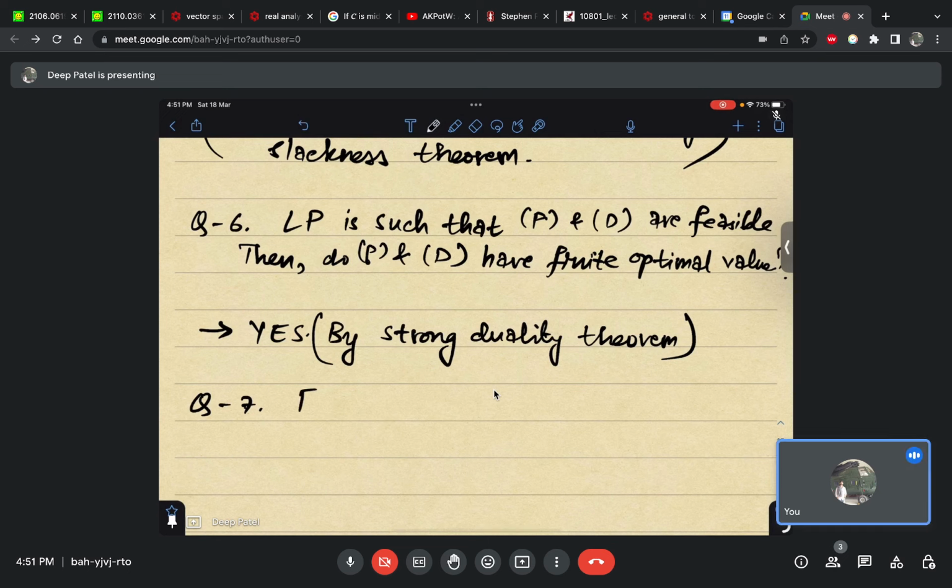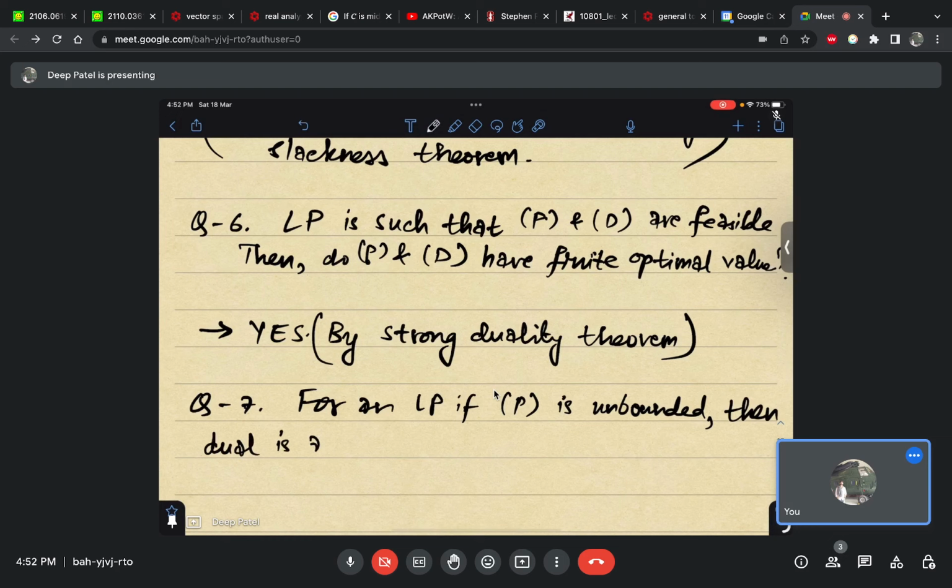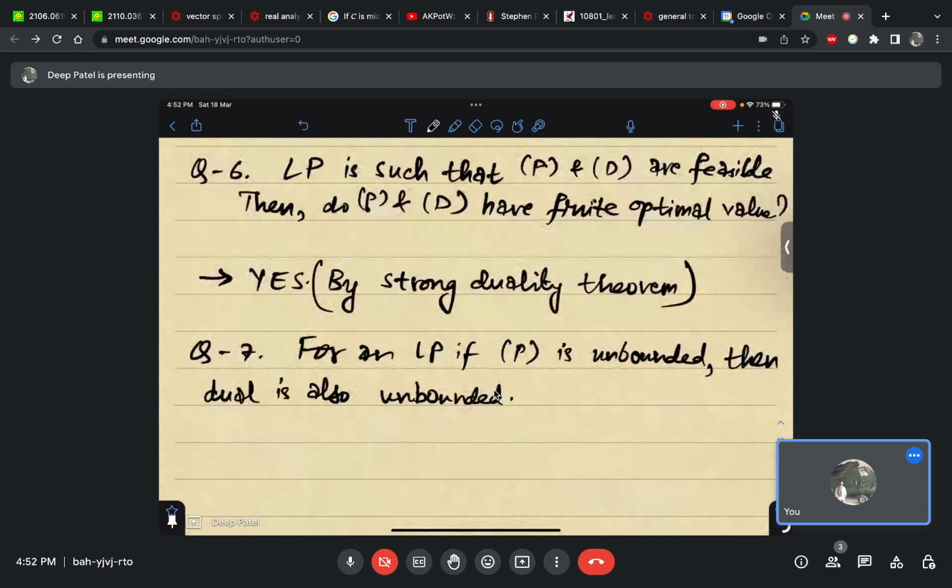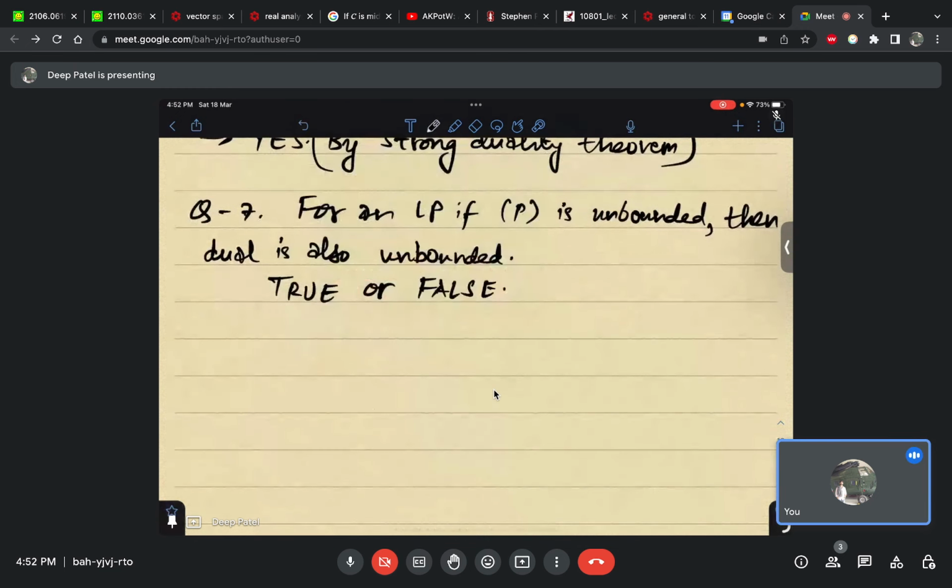Okay. So for an LP, the next question says, if the primal is unbounded, then the dual is also unbounded. Is this true or false? This should be false, right? Yeah, you are right. It should be false.